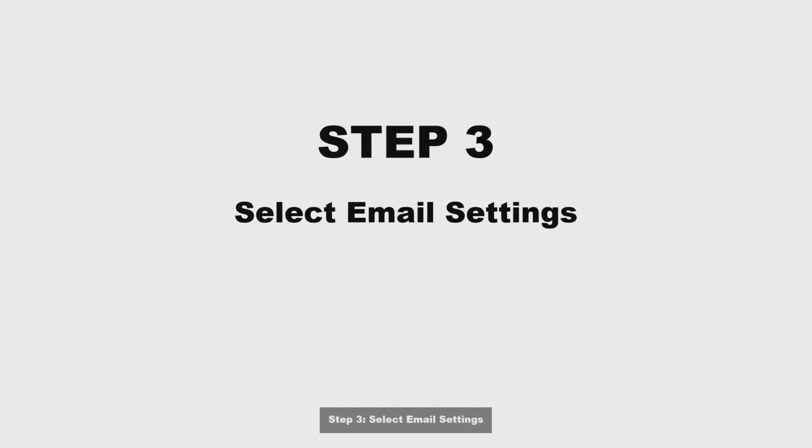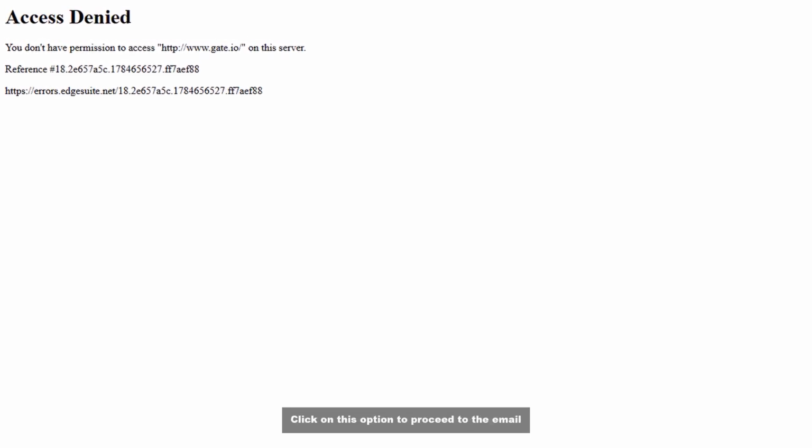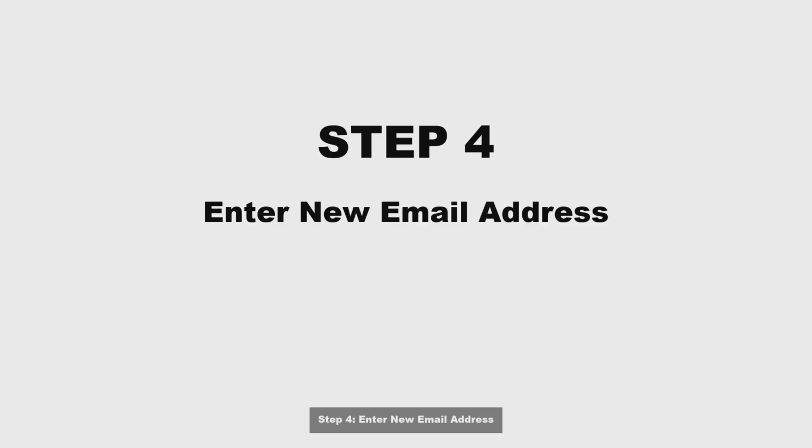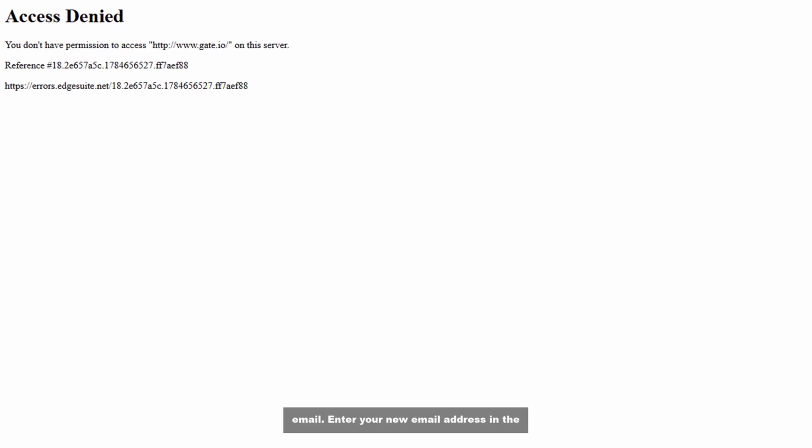Step 3. Select email settings. In the account settings menu, look for the option labeled email or email settings. Click on this option to proceed to the email management section. Step 4. Enter new email address. You will see an option to change your primary email. Enter your new email address in the provided field. Ensure that you double check for any typos.